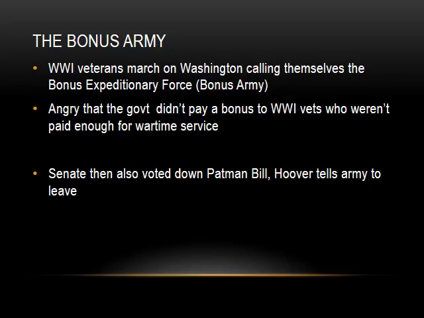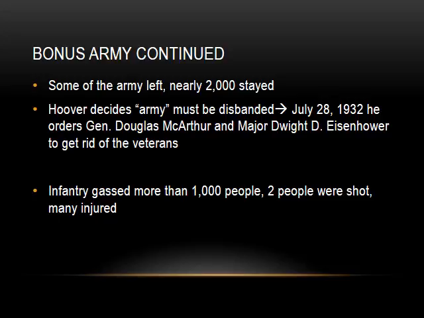One of the biggest blows to Hoover's popularity was how he dealt with the Bonus Army. The Bonus Army was made up of World War I veterans who decided to march on Washington. They were angry that the government did not pay a bonus to veterans who weren't paid enough during their wartime service. The Senate then voted down the Patman bill, which would have given this money, and Hoover forced the Bonus Army to leave. When some of the army did not leave, Hoover decided that they must be disbanded, and on July 28, 1932, he ordered General Douglas MacArthur and Major Dwight D. Eisenhower to get rid of the veterans. They did this by gassing more than 1,000 people. 2 people were shot and many were injured, including children.